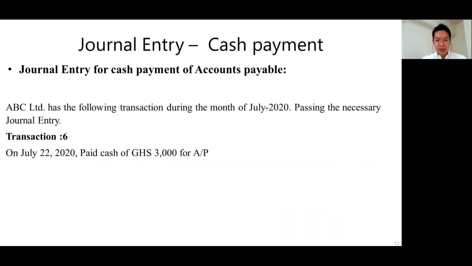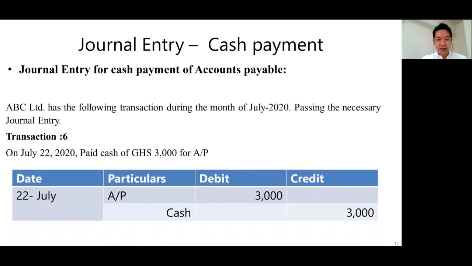Another example is about cash payment for the accounts payable. The company paid cash of 3,000 Ghana cedi for accounts payable. Then the transaction will be: accounts payable is a liability. So the company pays for the accounts payable, the liability was decreased, so it should be recorded in the debit side. And also the cash was paid, so 3,000 should be recorded in the credit side.